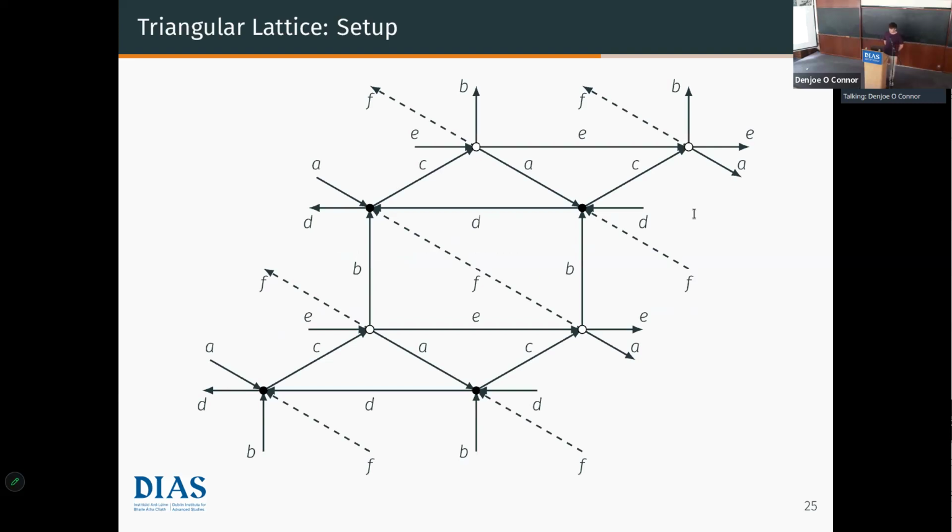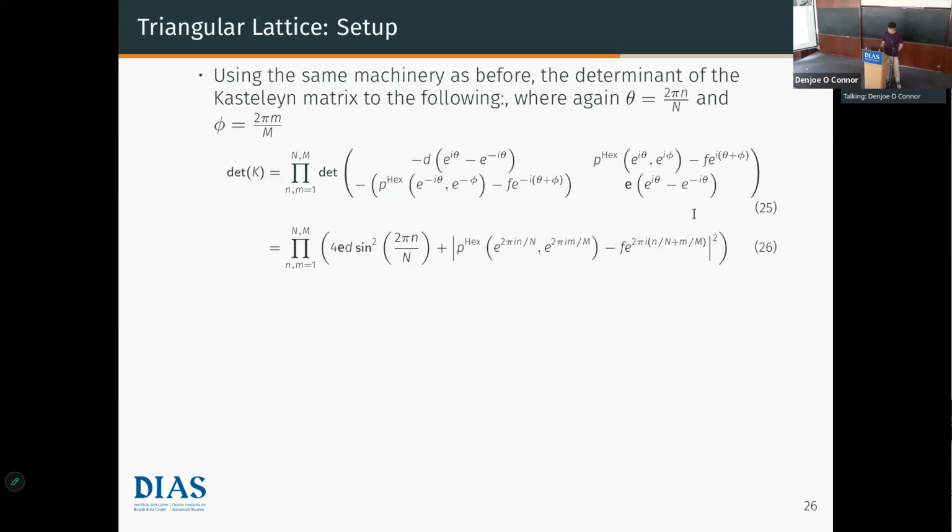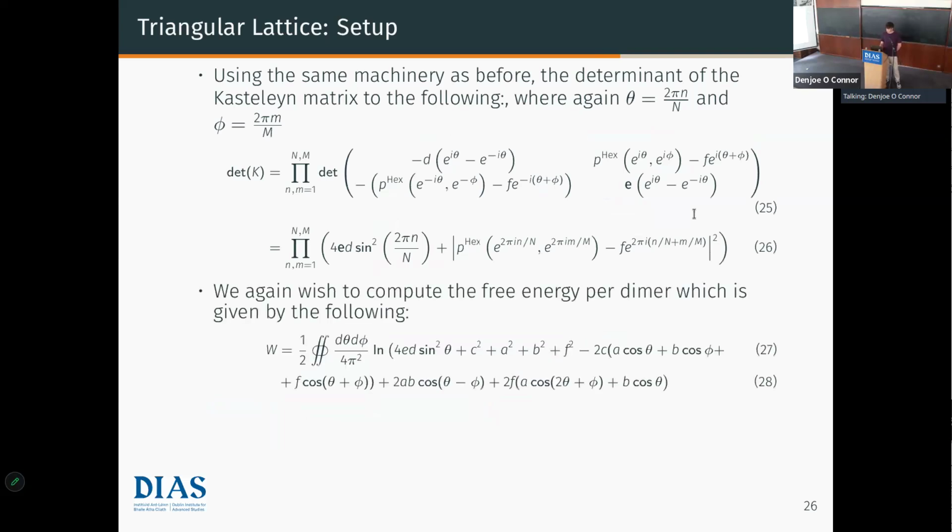So again, introduce another bond here to turn the previous lattice into a triangular one. Again, just denoting a new activity F for these dashed bonds here. So these are the new bonds that I've added in for this lattice. And play the same game of getting the Kasteleyn matrix and taking the determinant, which again is more complicated.